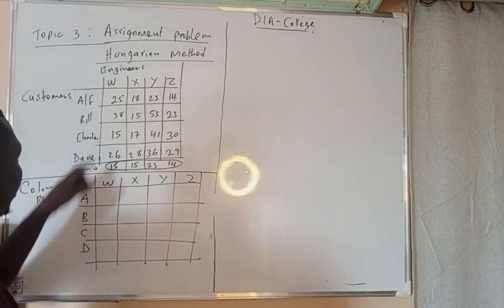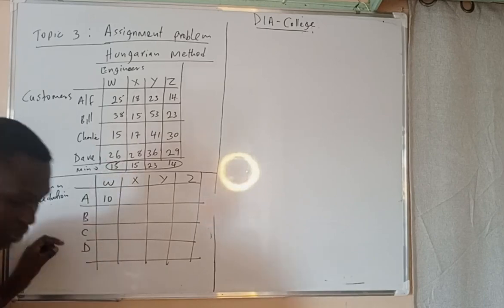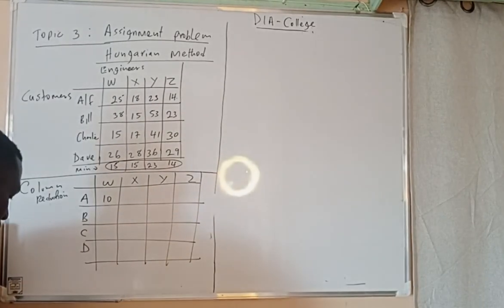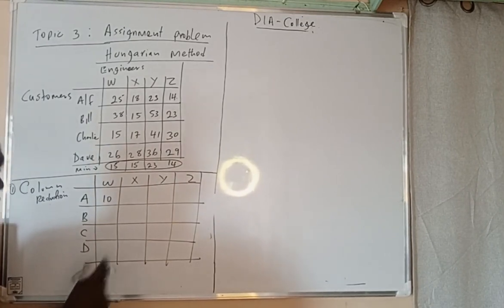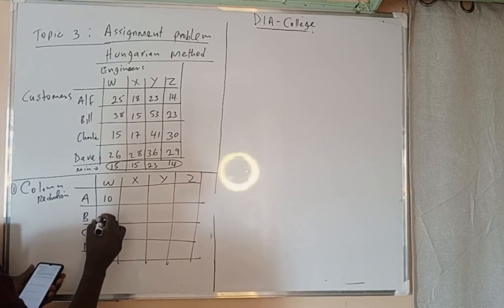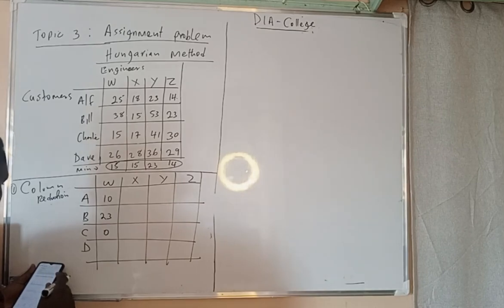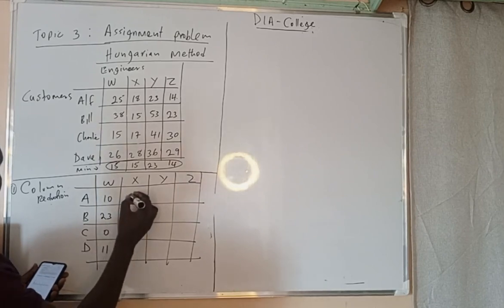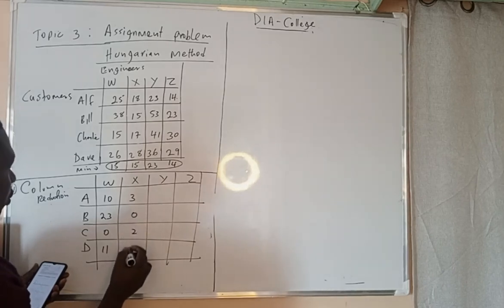So let's subtract. So we have 25 minus 15. I'll record here, I'll have 10. 38 minus 15. So we have to work with our calculator. 25 minus 15, of course, that is 10. 38 minus 15, I'm going to get 23. Then 15 minus 15, 0. 26 minus 15, that gives me 11. Now I do the second row, 18 minus 15, 3. 15, 0. 28 minus 15 gives me 13.